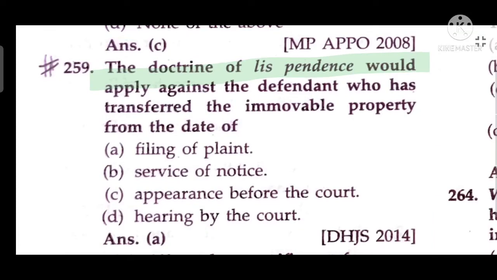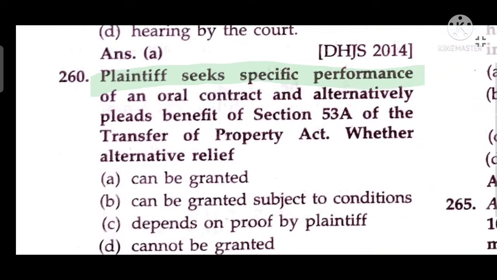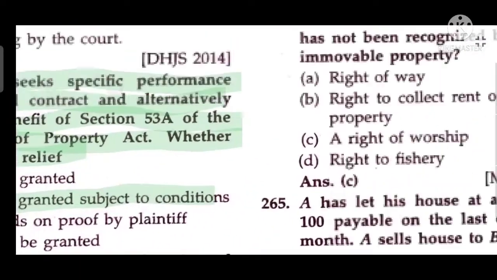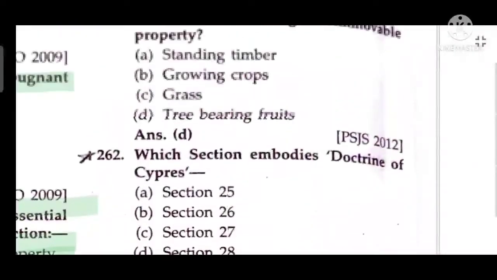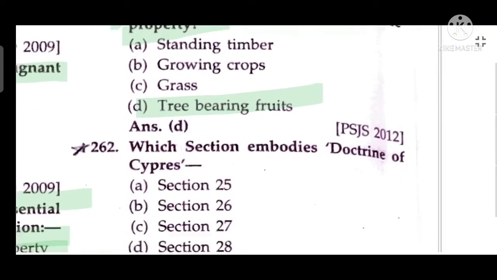The doctrine of lis pendens would apply against the defendant who has transferred the movable property from the date of filing the plaint. The plaintiff seeks specific performance of an oral contract and alternatively pleads the benefit of Section 53A of the Transfer of Property Act. Whether the alternative relief can be granted, subject to the conditions. Which of the following is immovable property? Tree bearing fruits.